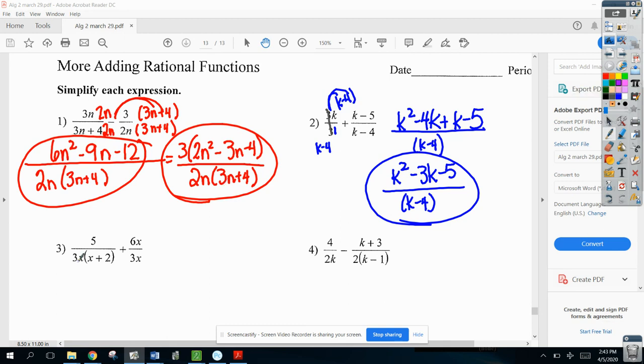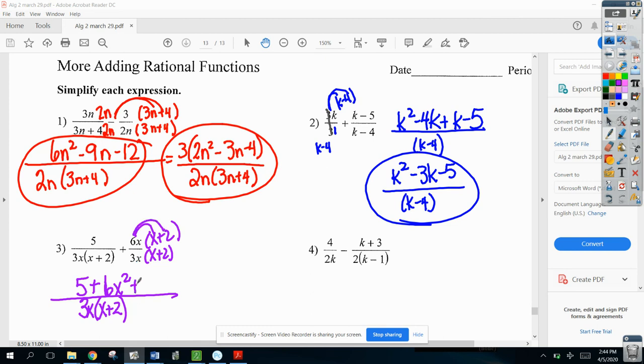Okay, the next guy. They both have a 3x. You could cancel this guy if you wanted. But your life's going to be easier if you don't, to be honest, at this point. So 3x and 3x gives you 3x times x plus 2. And so then the first fraction has all of it. He needs nothing, you just have a 5. Plus, this guy has the 3x. He doesn't have x plus 2. So you multiply by x plus 2.